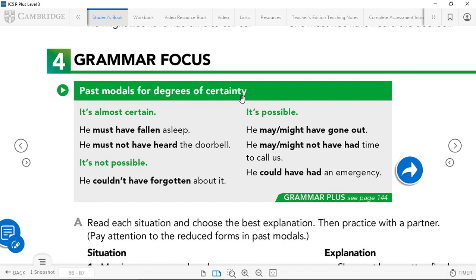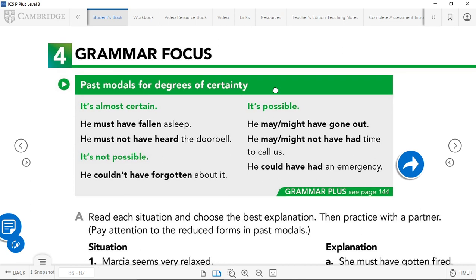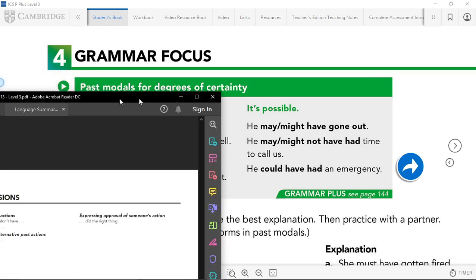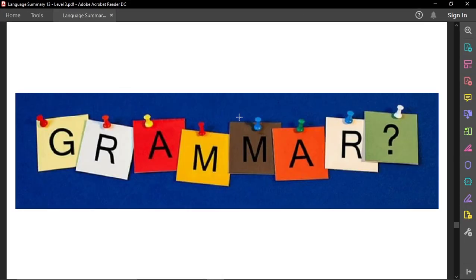It's going to be something really interesting. Past modals for degrees of certainty. That's going to be really, really interesting. And as always, I have a material for this. Okay, so let's go here.